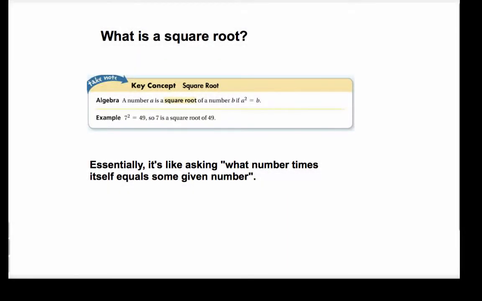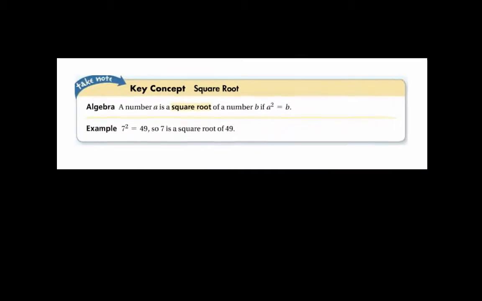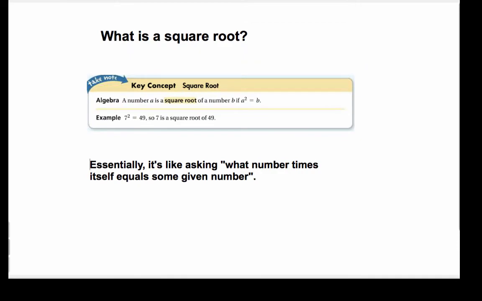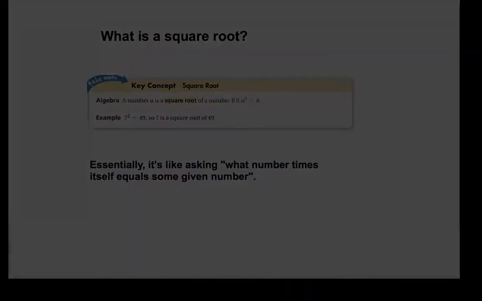So the first question is, what is a square root? Well, here's a kind of a definition. A number a is a square root of a number b if a squared equals b. There's an example. 7 squared equals 49. We know that. So we say 7 is a square root of 49. Another way to think about a square root is what number times itself equals some given number.